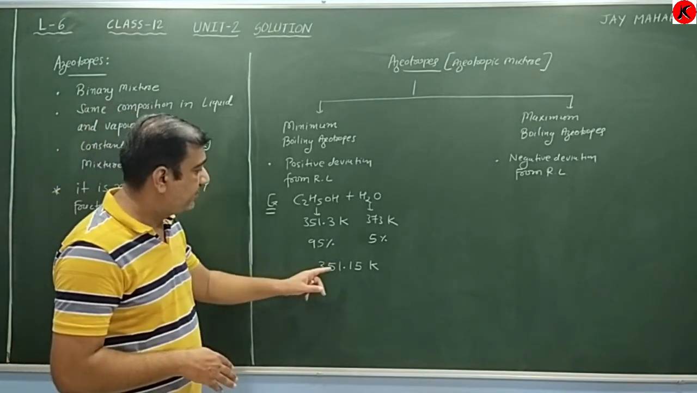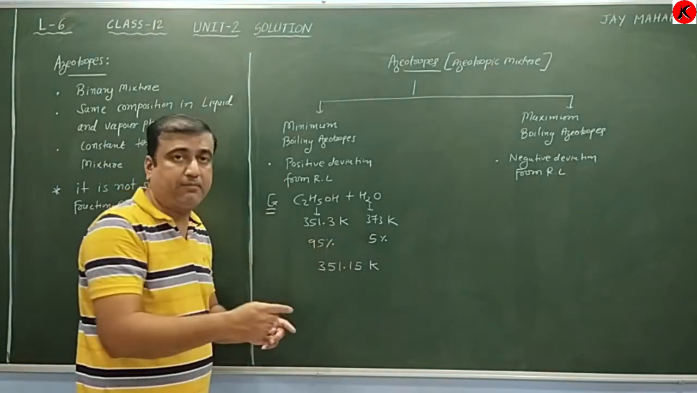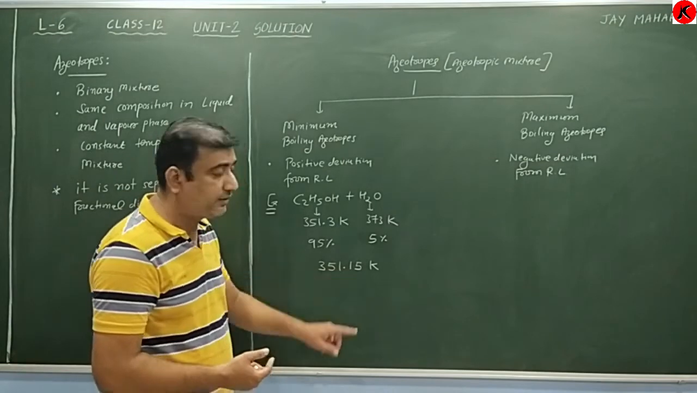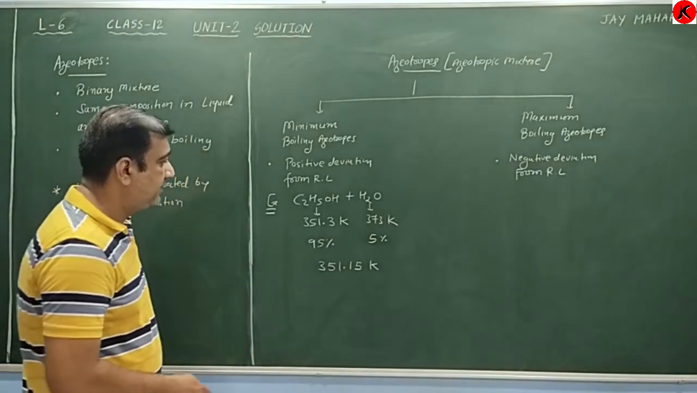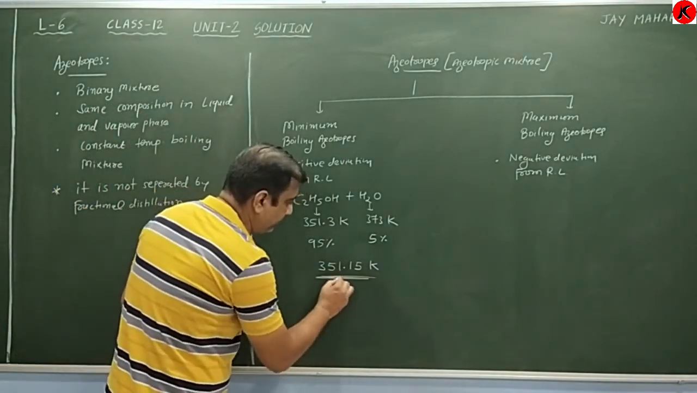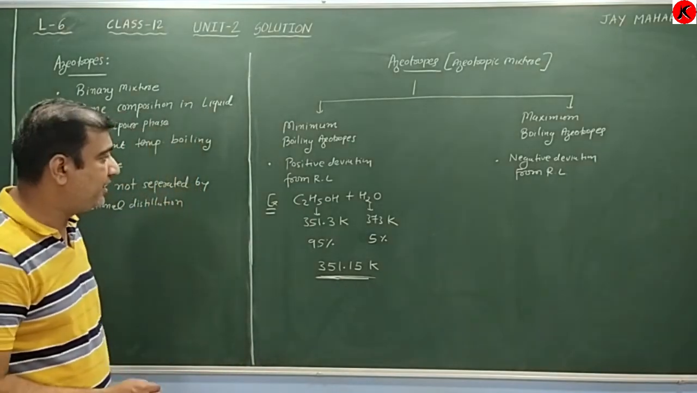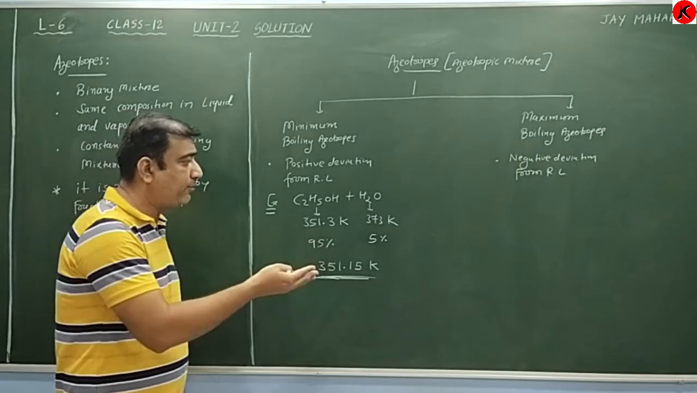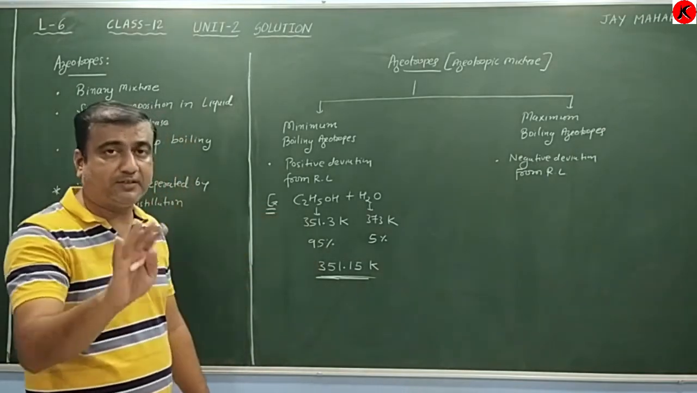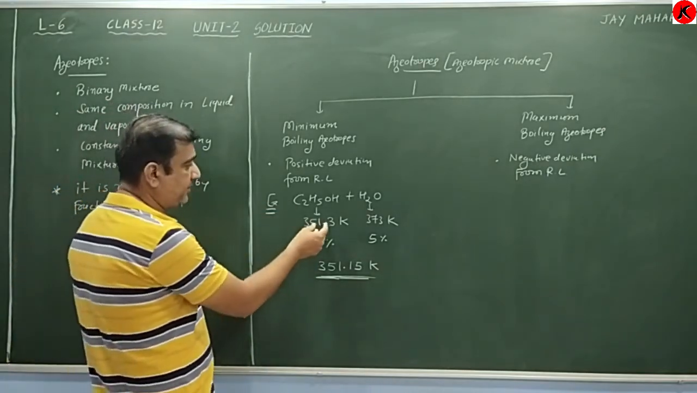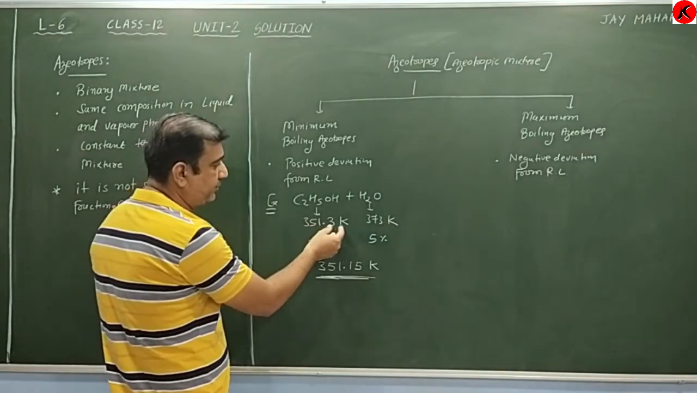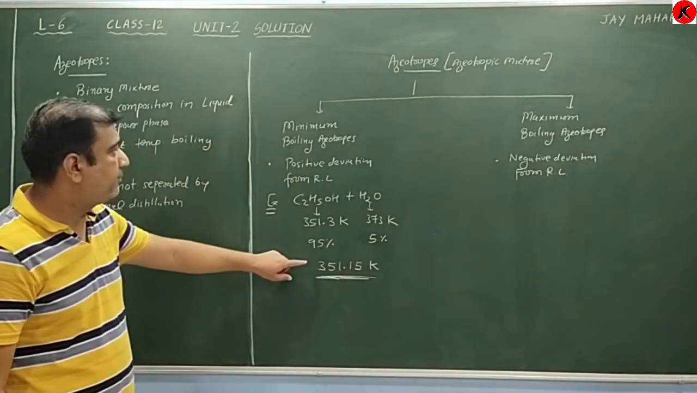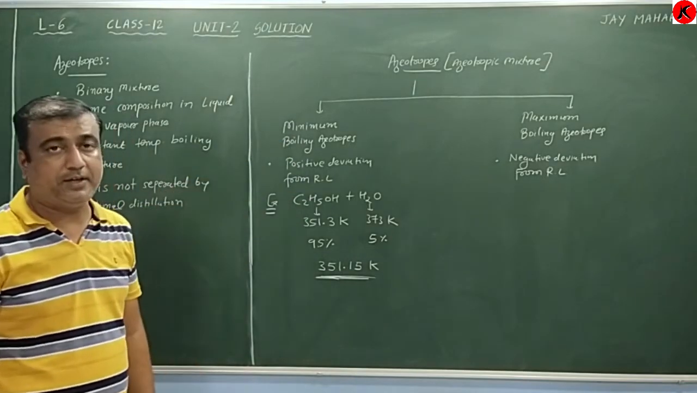Now when this composition is achieved, the mixture has a boiling point of 351.15 Kelvin. That means the boiling point of the azeotrope is lower than the boiling point of each component present in the azeotropic mixture. Here 351.3 and 373, it is lower. Therefore, it is known as a minimum boiling azeotrope.